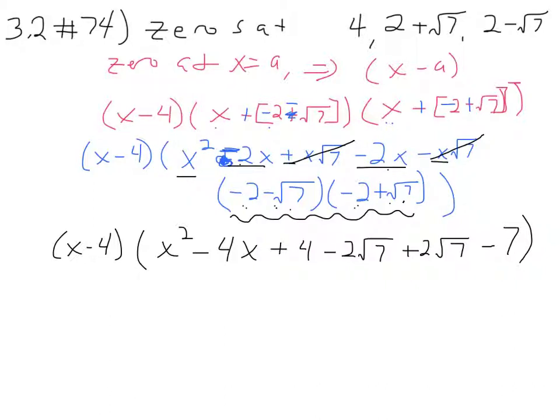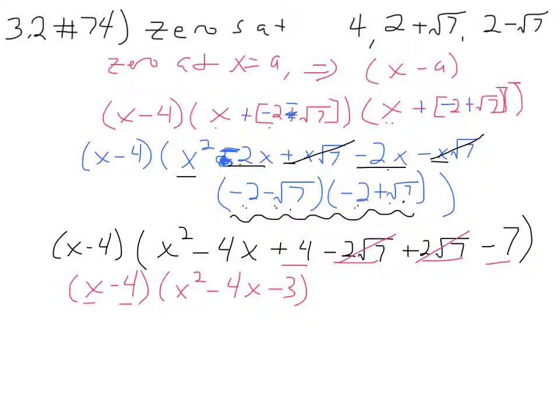Alright. So now can this be simplified anymore? Well, I have a minus 2 square roots of 7 and a plus 2 square roots of 7, so those terms go away. There are no more square root of 7's remaining. Minus 7 and a plus 4, well, I can combine those to get a minus 3. So we're going to get x minus 4 times x squared minus 4x minus 3. Now I need to distribute my x and my minus 4.